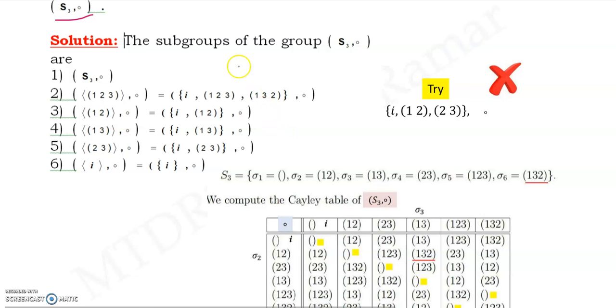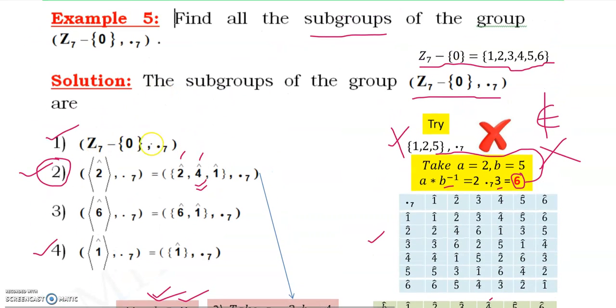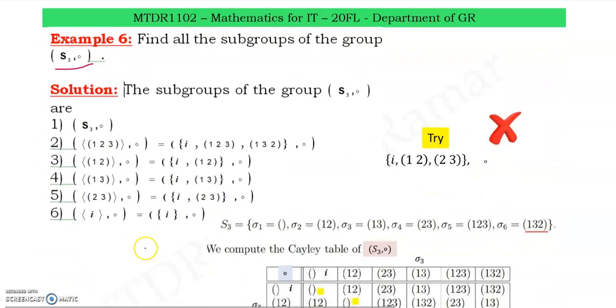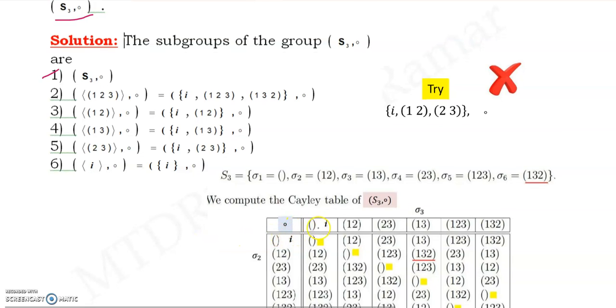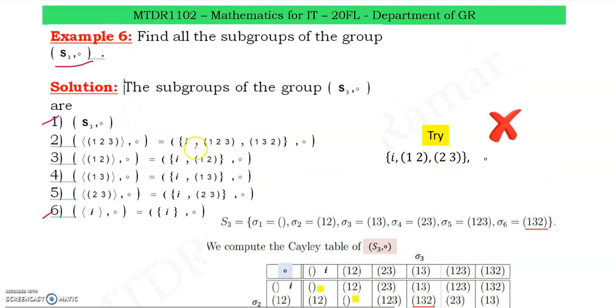Okay, now as I said in the previous question, what you have taken first is the whole entire set and then the identity element set. Now similarly, see here S3 the whole set and I is the identity element. We know that I is the identity element. So definitely these two are subgroups. Then the remaining.